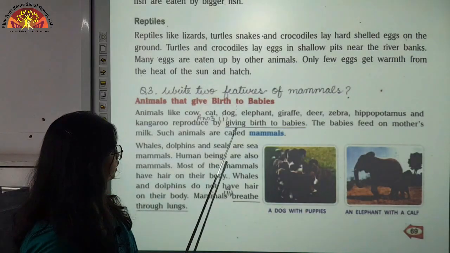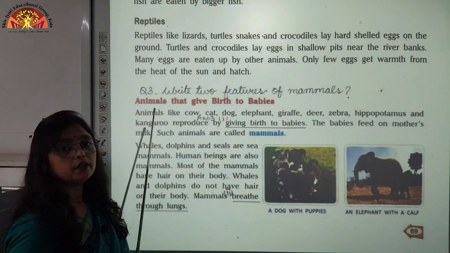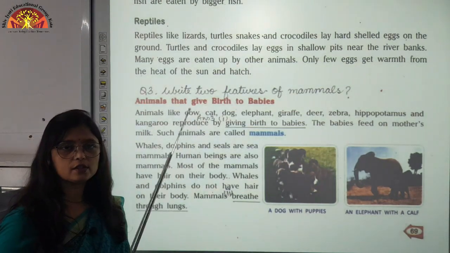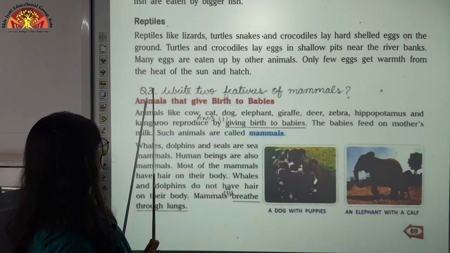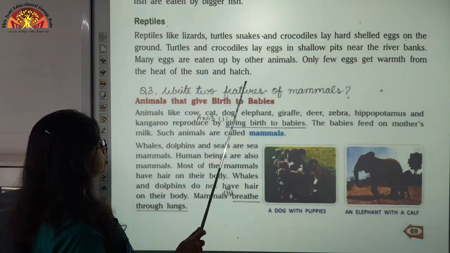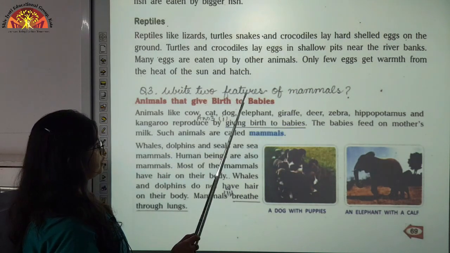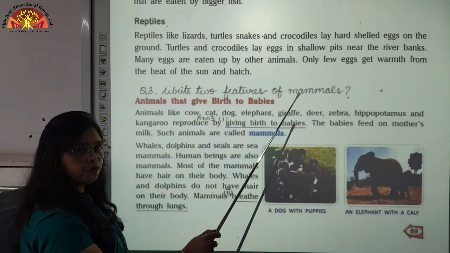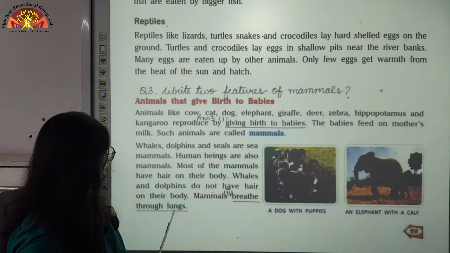So there is one more internal question on page number 69. You write it over the last paragraph. You write it just above the last paragraph of page number 69. It is question number 3. Write two features of mammals. Question is, write two features of mammals. So features here are giving birth to babies and breathing through lungs.